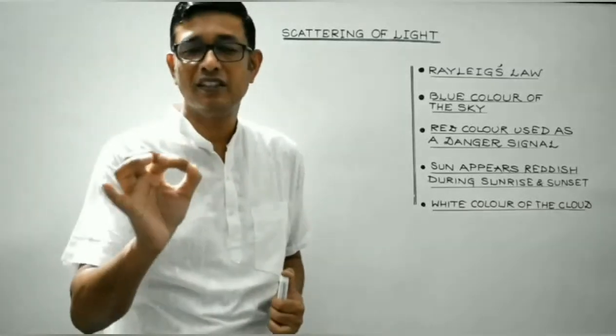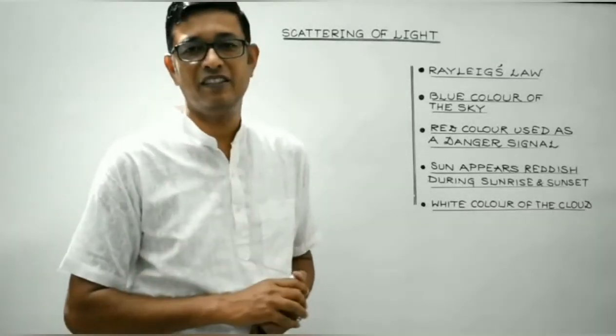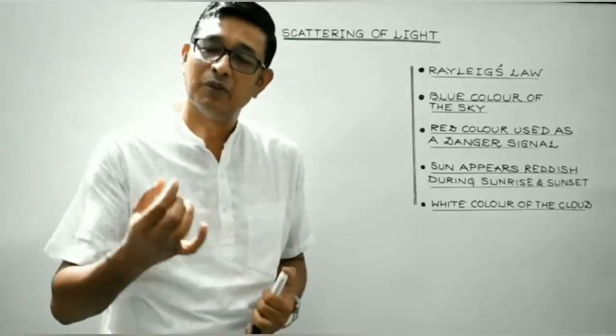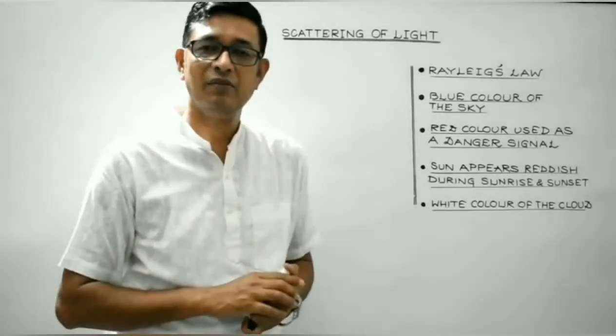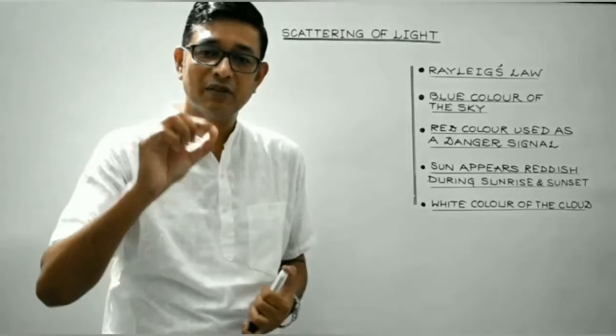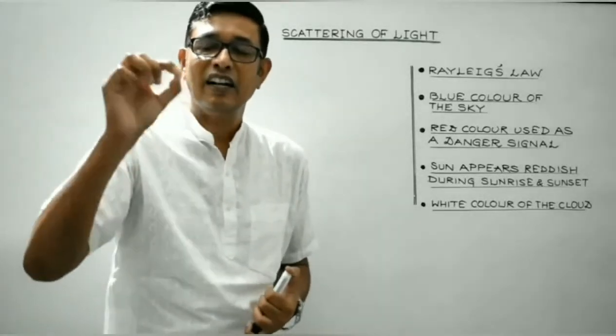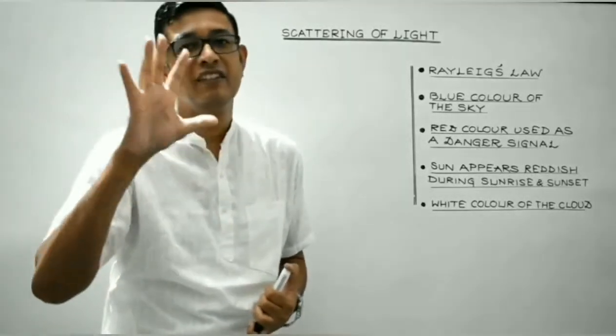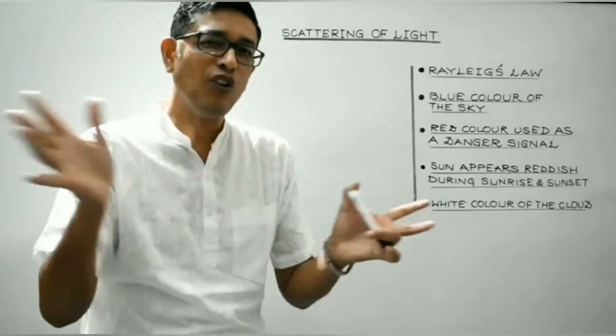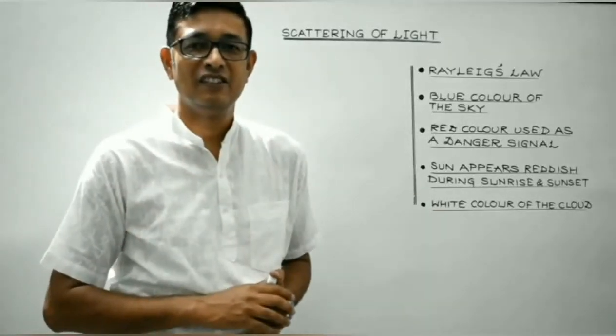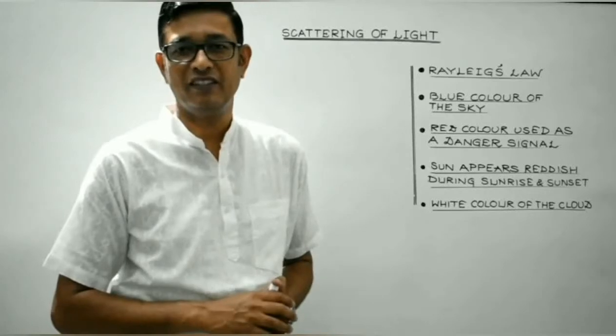This phenomenon is known as the scattering of light. Actually, when a beam of light falls on an atom, then the electrons in the atom start vibrating, and as a result it re-emits light in all the directions. So this is scattering of light, right?